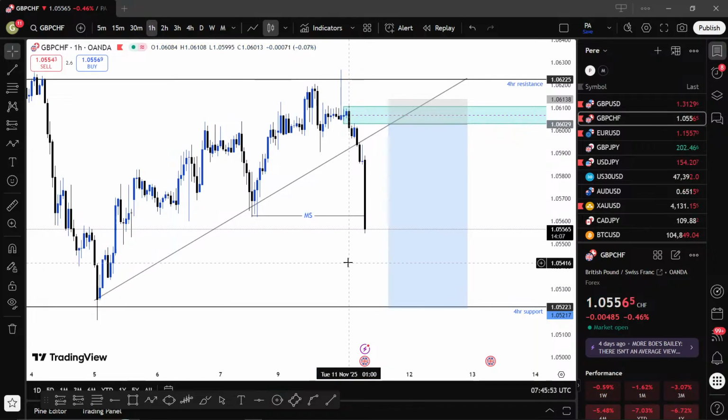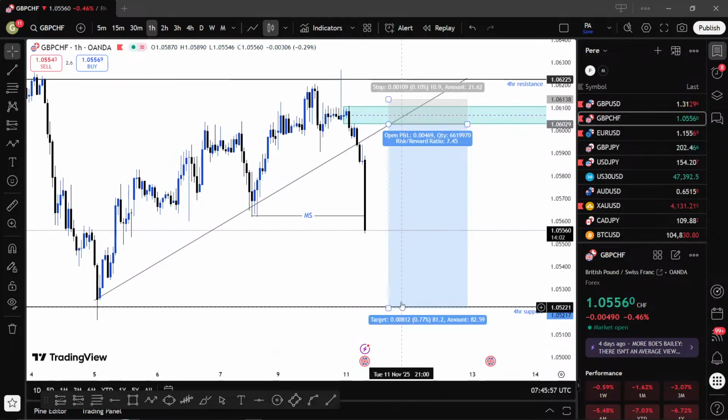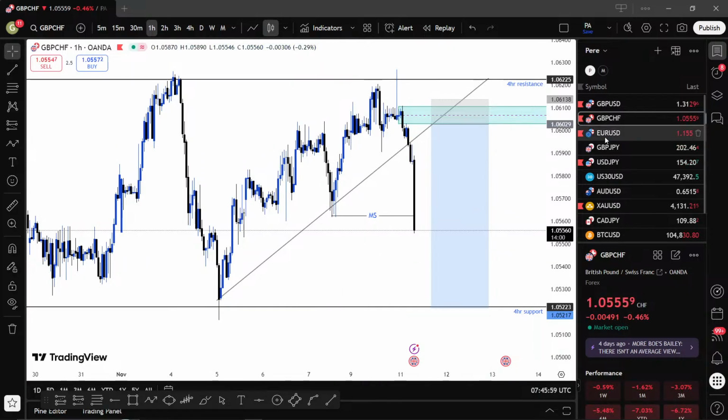So yeah, we are waiting for this market to retrace back to this top here, then we can actually sell it and aim for a 1:7.